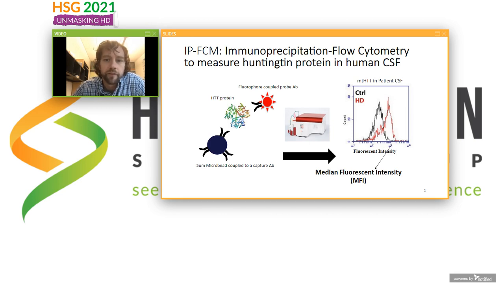The output of the flow cytometer is a histogram like what you're seeing on the right side of the slide. This reports the median fluorescent intensity of all of the beads that have passed through the flow cytometer. So you can think of IPFCM as an ELISA on a flow cytometry bead. It's a very sensitive way to measure proteins.